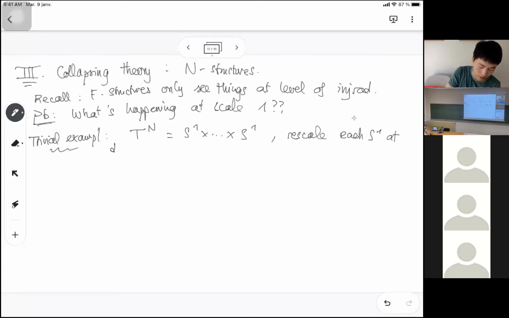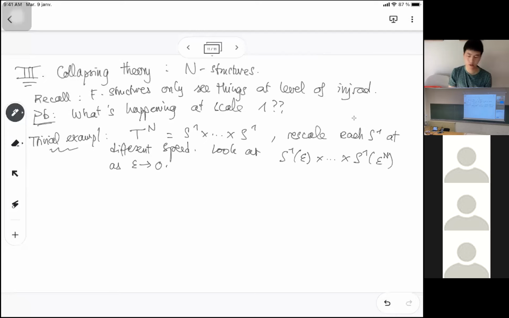Let's say different speeds. So for example, look at S^1 of radius epsilon times S^1 of radius epsilon^n. As epsilon goes to 0, the different factors will have very, very different sizes. So that's a trivial example.